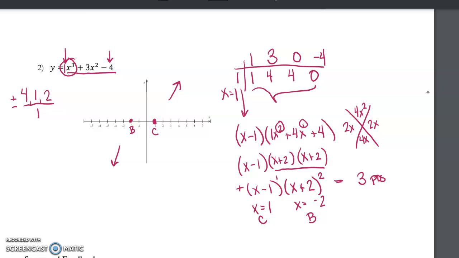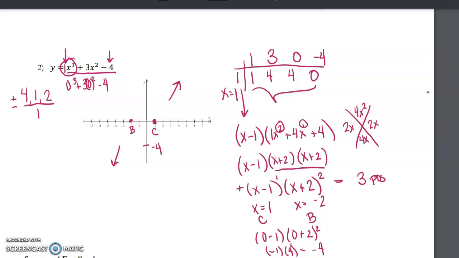Lastly, we're going to plug in 0 for x to find our y-intercept. So if we wanted to do that from factored form, we could write 0 minus 1 times 0 plus 2 squared. 0 minus 1 is negative 1. 0 plus 2 squared is 4, giving me negative 4. If we plugged it into the original, we would have 0 cubed plus 3 times 0 squared minus 4, which 0 cubed is just 0, plus 3 times 0 squared is just 0, minus 4 still gives me the negative 4.